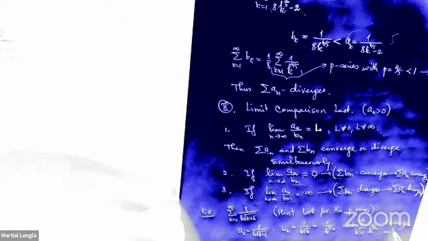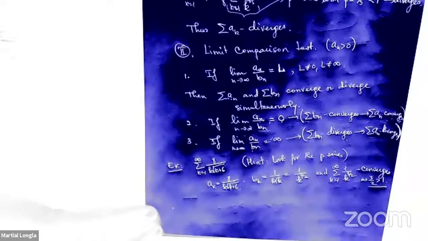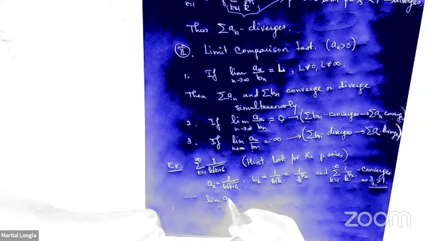As 3/2 is larger than 1, right? So you do have a p-series that converges. And now you can say, what is the limit of a_k over b_k as k goes to infinity.